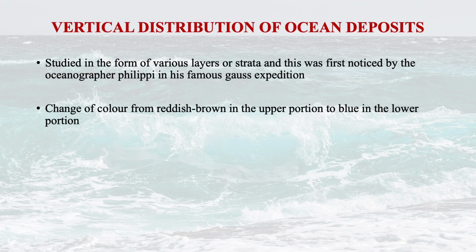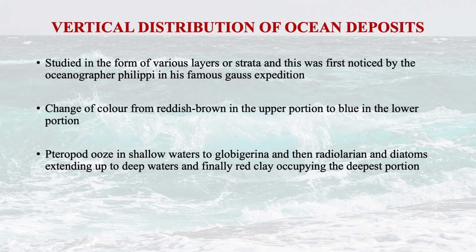And so there is a kind of gradation, like there's also a kind of color change in different layers or strata. Like you can see that these oceanographers who studied the vertical distribution found that there's a kind of color change, like reddish brown in the upper portion and blue in the lower portion, and this may be attributed probably due to the reduction of iron oxide from ferric to ferrous state.